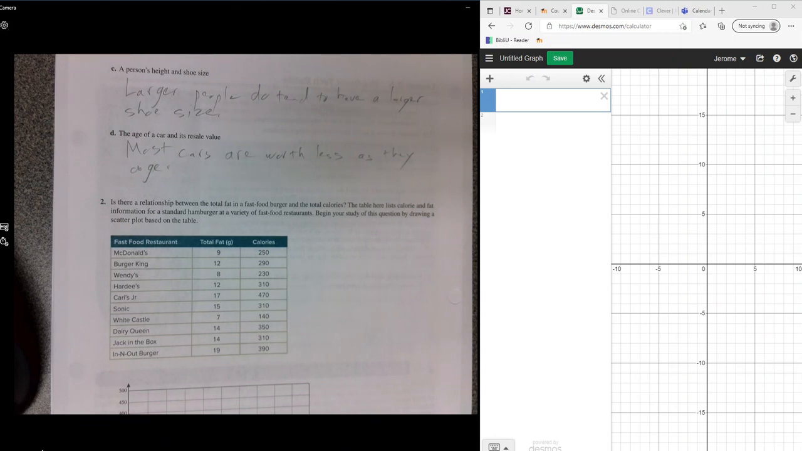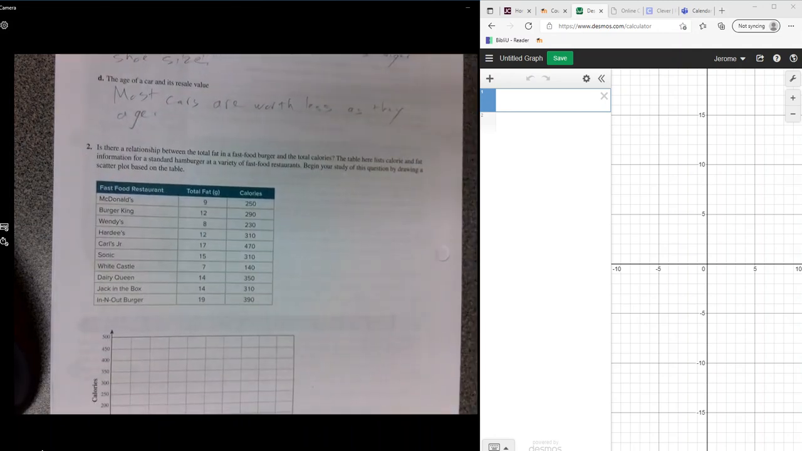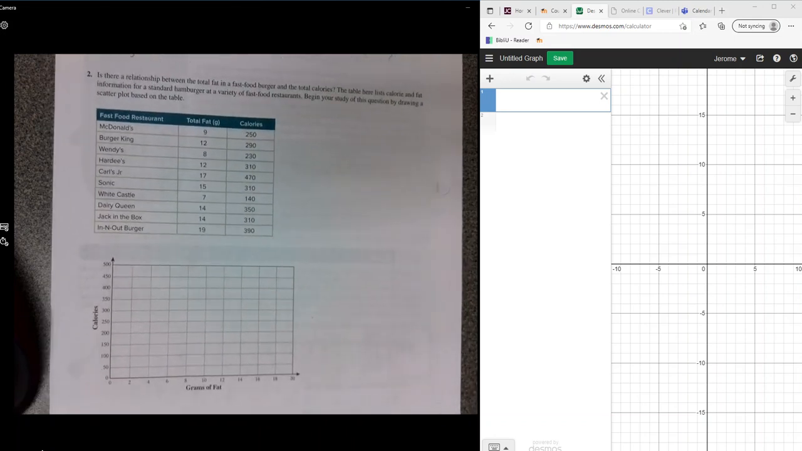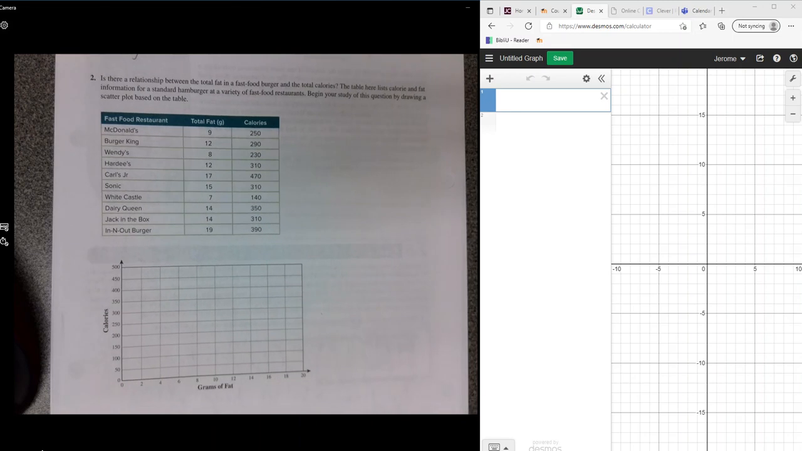Okay, now, number 2, it says, is there a relationship between the total fat in a fast food burger and the total calories? The table here lists calories and fat information for a standard hamburger at a variety of fast food restaurants. Begin your study of the question by drawing a scatter plot based on the table. So basically, they're taking a basic hamburger and comparing the fat and calories.